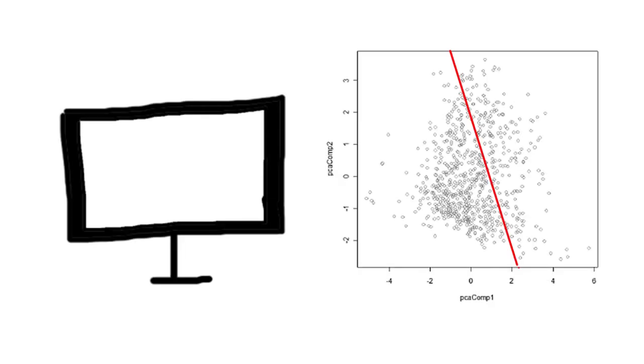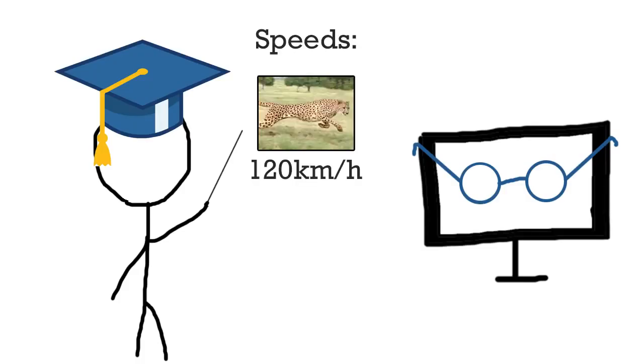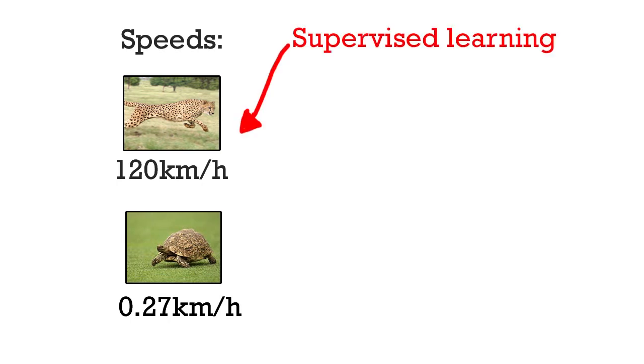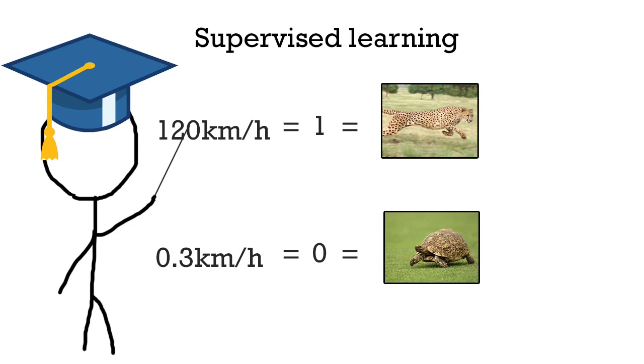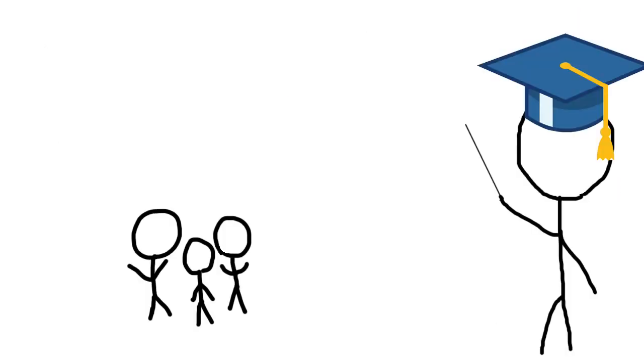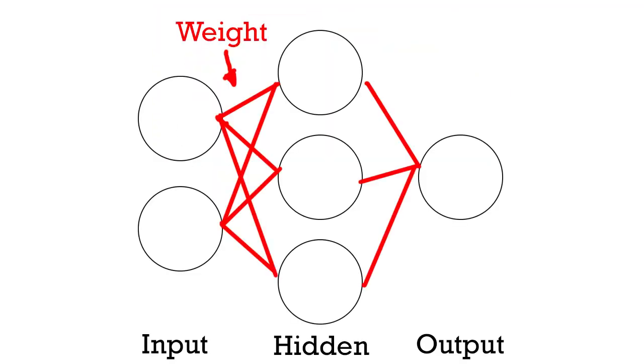But how do we get to the stage where the computer can classify data? First, we have to teach it what the speed of a cheetah is, and what the speed of a tortoise is. This strategy is called supervised learning. Supervised learning is when you classify data for the computer to train it for unseen data sets. Small children are taught through supervised learning when they are taught the names of different farm animals, for example. The computer learns when the input's weights are adjusted.